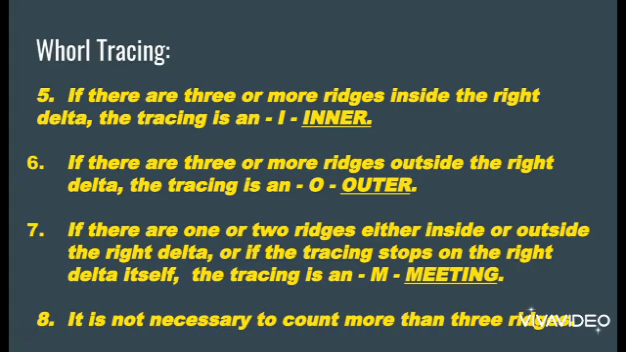Fifth, if there are 3 or more ridges inside the right delta, the tracing is an I or inner. Sixth, if there are 3 or more ridges outside the right delta, the tracing is an O or outer. Seventh, if there are 1 or 2 ridges either inside or outside the right delta, or if the tracing stops on the right delta itself, the tracing is an M or meeting. Eighth, it is not necessary to count more than 3 ridges.